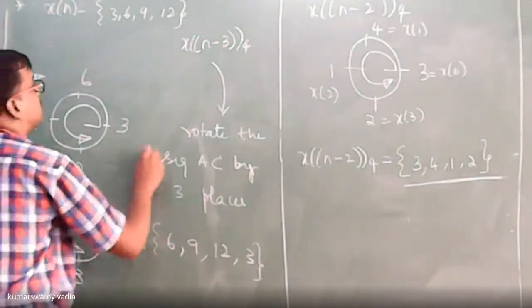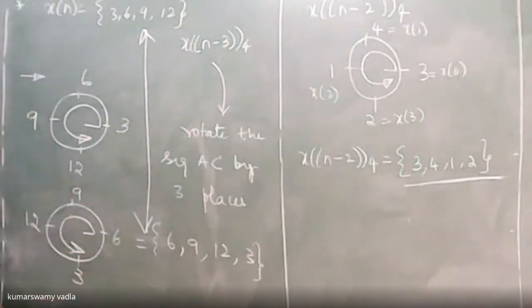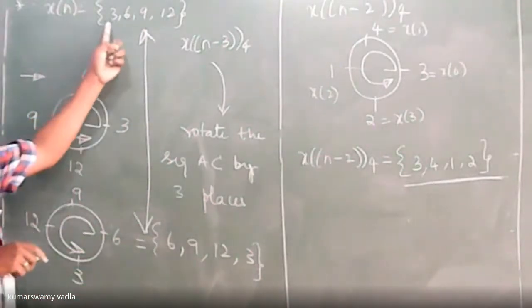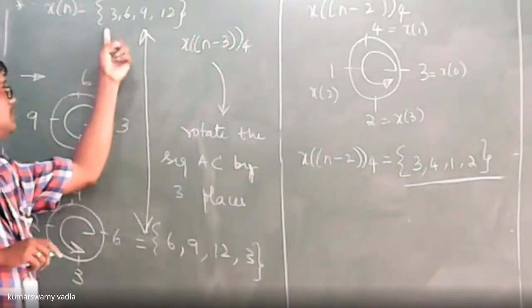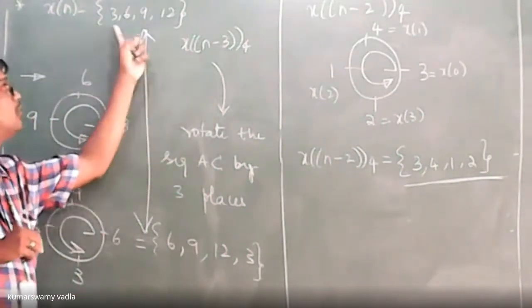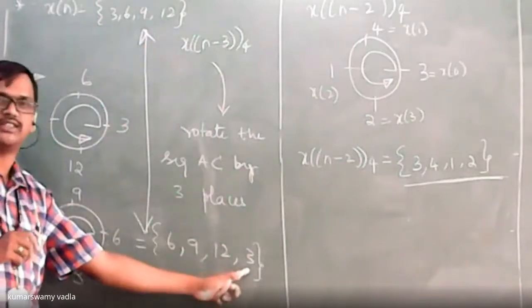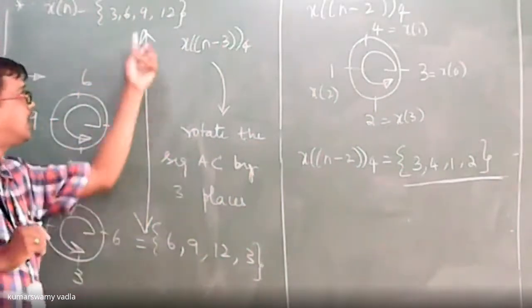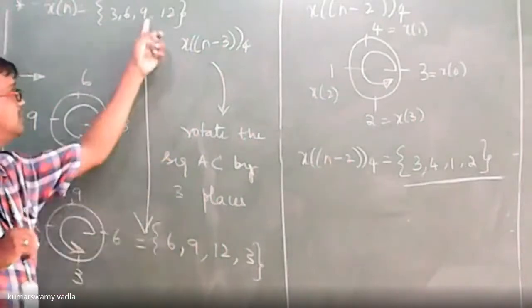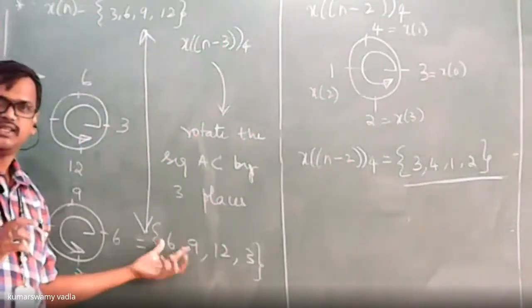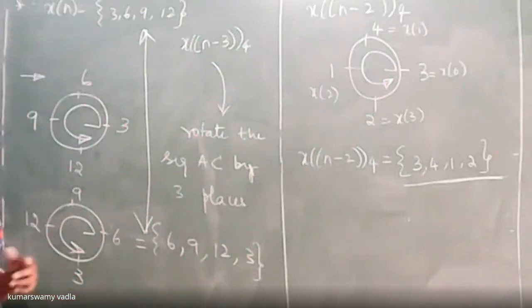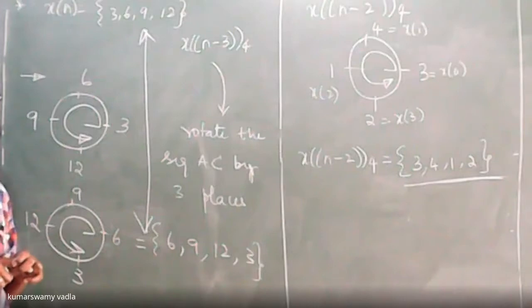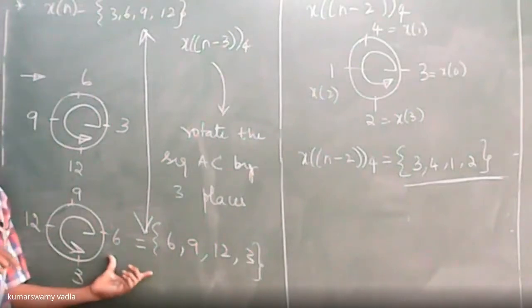When I compare these two, what is the change, please? You shifted the first sequence 3 times. 1, 2, 3. That is why you got that 3 in the fourth position. And this 12 came here. 9 here. 6 here. Is the point clear here, students? Is this numerical clear for everyone, students?